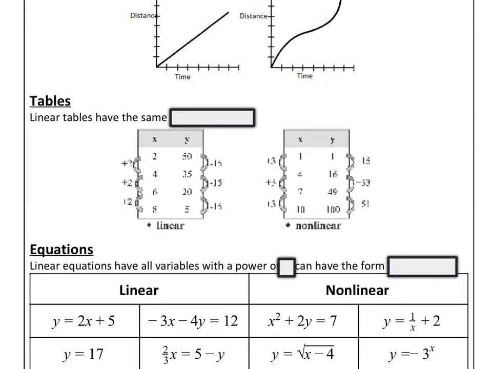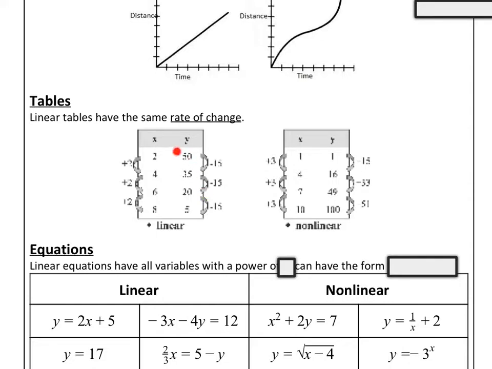Moving on to tables. Linear tables have the same rate of change. I know these are a bit fuzzy, just how they downloaded to the program, but you can see it on your page. The inputs here go from 2, plus 2, 4, plus 2, 6, plus 2, 8. We see each of these changing by 2, along with this subtraction of 15. 50 to 35 to 20 to 5, minus 15, minus 15.